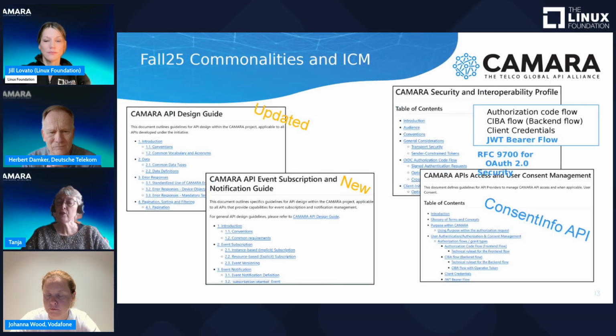Then for commonalities in ICM, this meta release adds an additional authentication authorization flow based on the JWT bearer token. And it also includes references now to RFC 9700 for OAuth security. Sorry, there's a mix-up in the text there. So that's in terms of content.